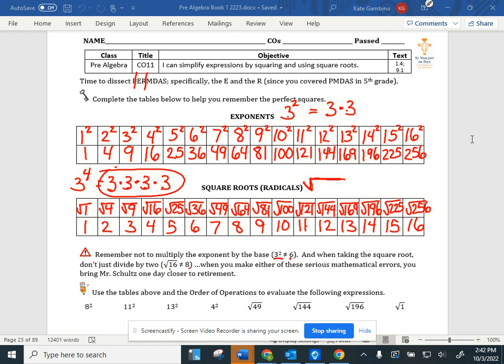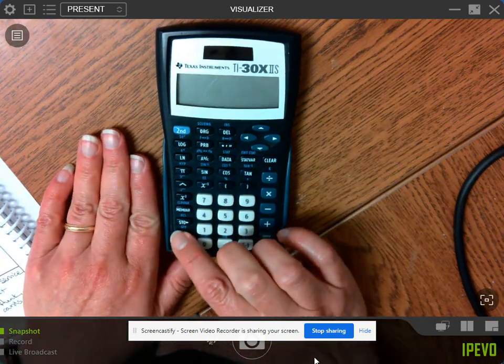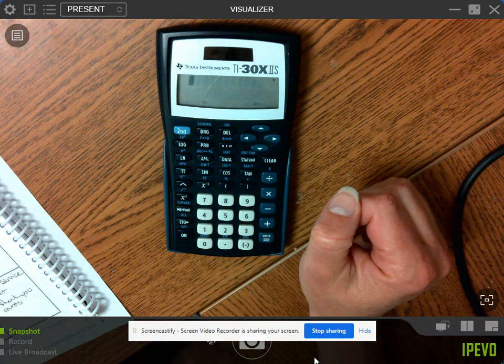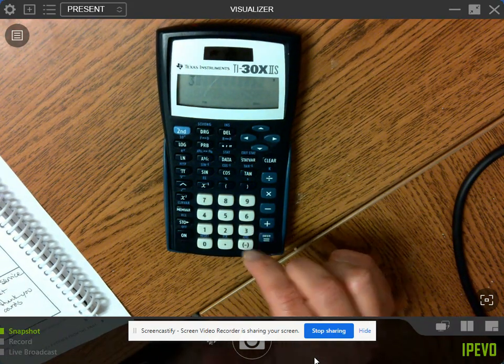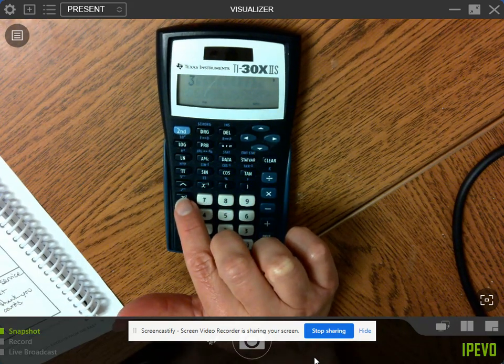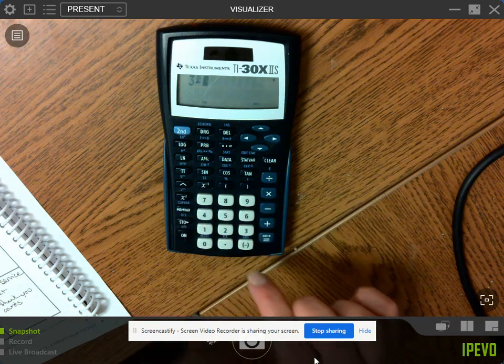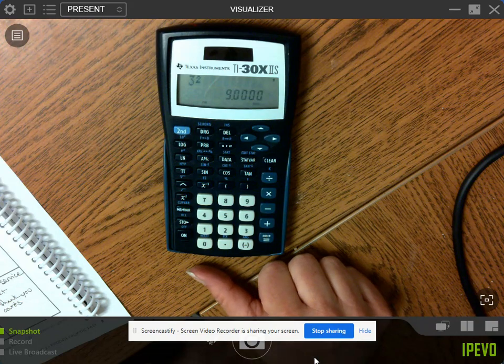I do want to show you how you can check this with your calculator. On the test, you are not able to use your calculator, but I want you to be able to check your work. So when we look at our calculator, we need to know what the buttons mean. If we want to do 3 squared, you can just do the squared button, and that'll go exactly to 3 squared, which is 9, 3 times 3.